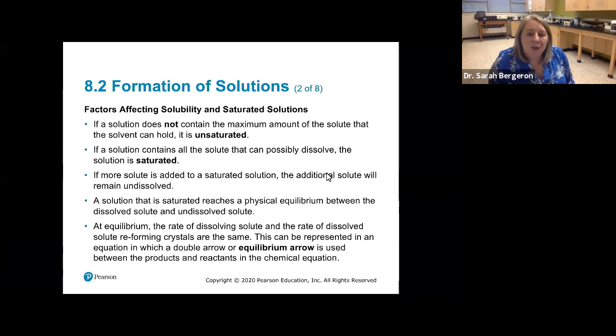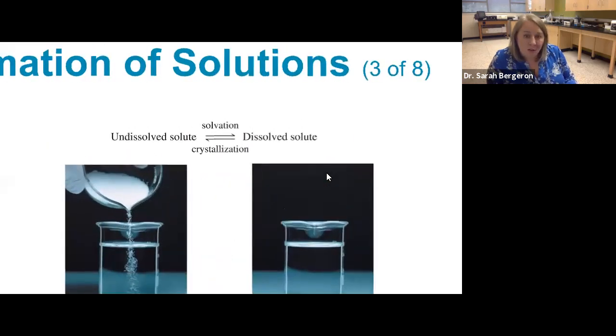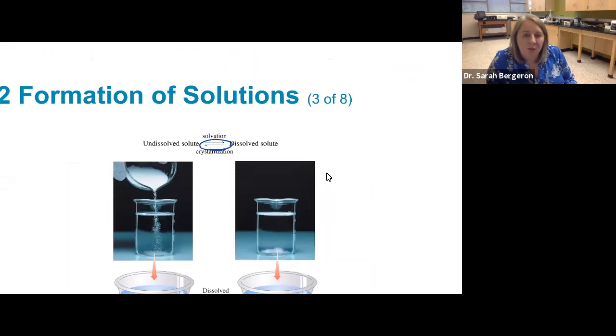And so if you look at the rate of the dissolving solute and the rate of the dissolved solute turning back into a solid, or recrystallizing, you can represent that equation with a double arrow, or we call that an equilibrium arrow. And so if you look at that, here's the example, right? You have your undissolved solute and here's your double arrow right here. This is your double arrow to the dissolved solute. And so that's what they're showing you here.